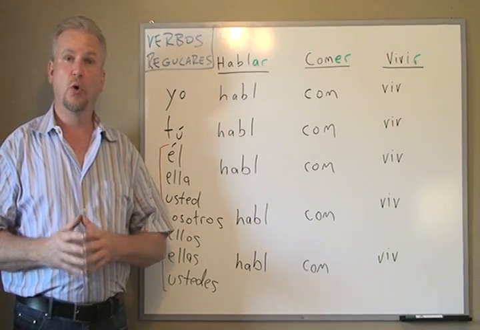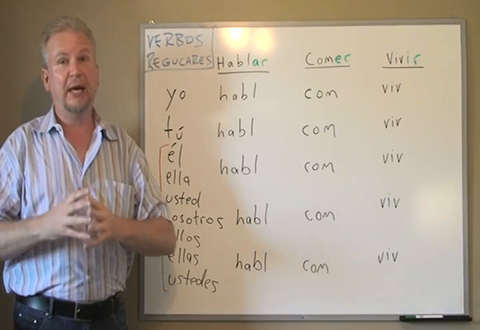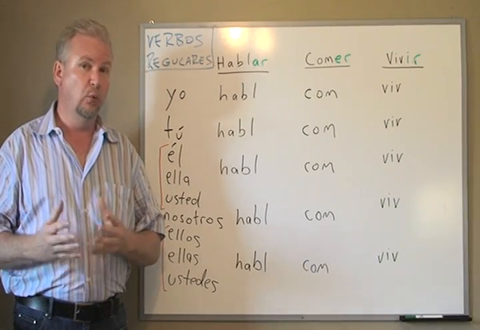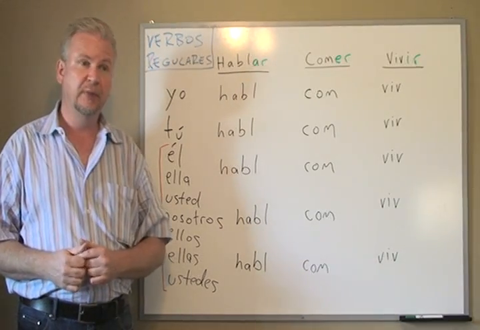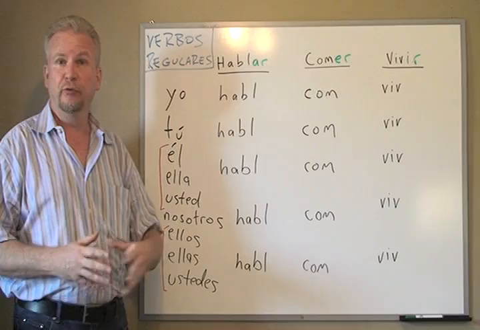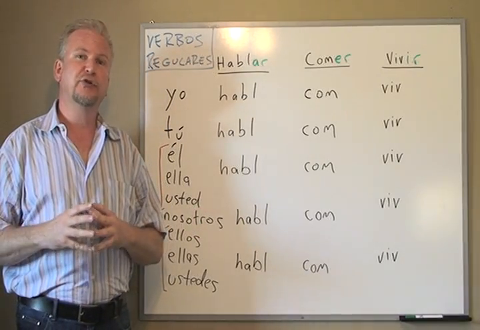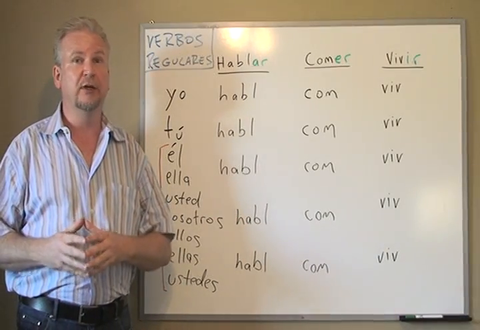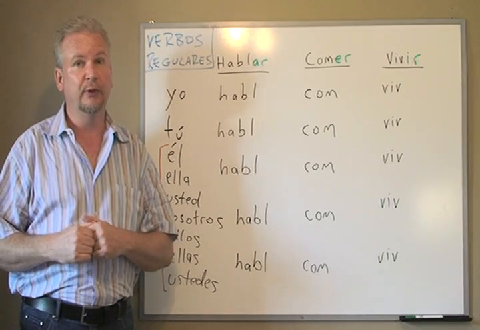Regular verbs, o verbos regulares. Spanish is very easy to understand because many verbs and words in English are similar to the Spanish words. Verbs, verbos, regular, regulares. That's because Spanish comes from Latin and a lot of English comes from Latin as well. So as we advance, you'll see that many words are similar.